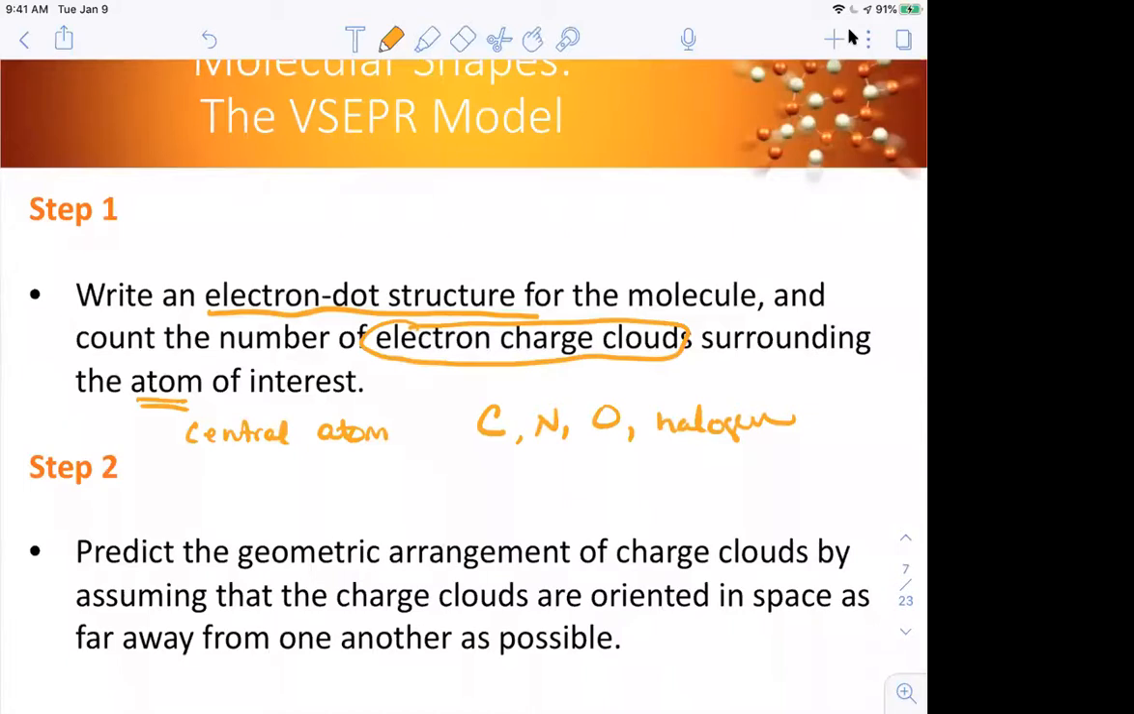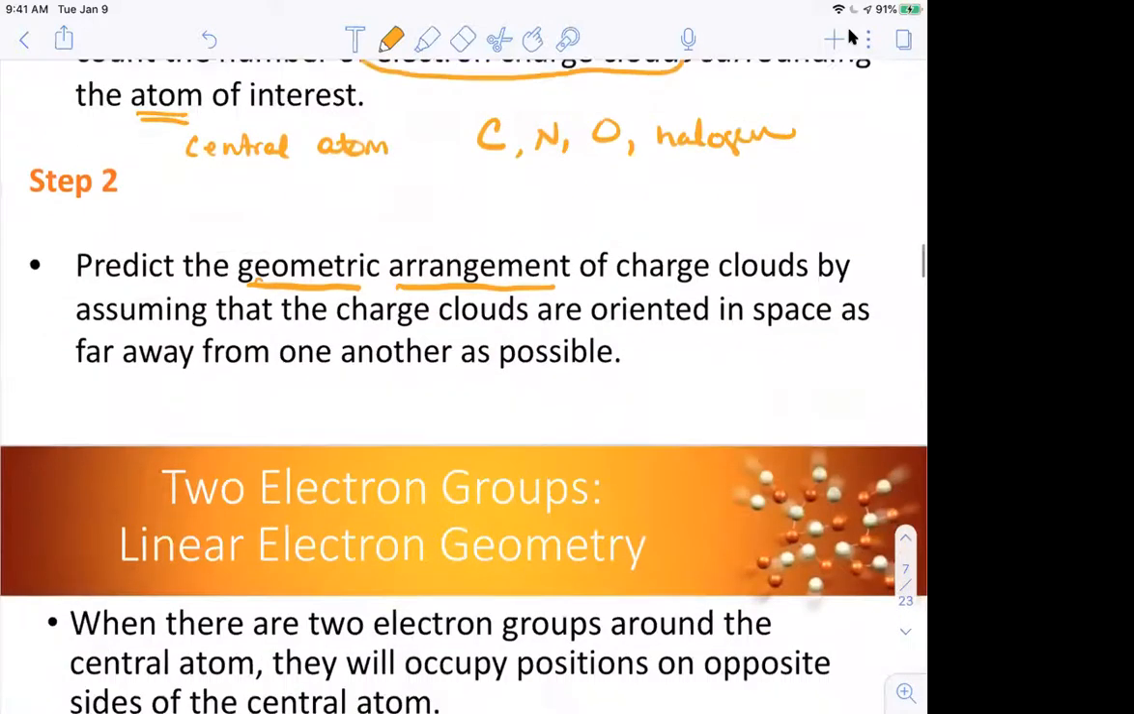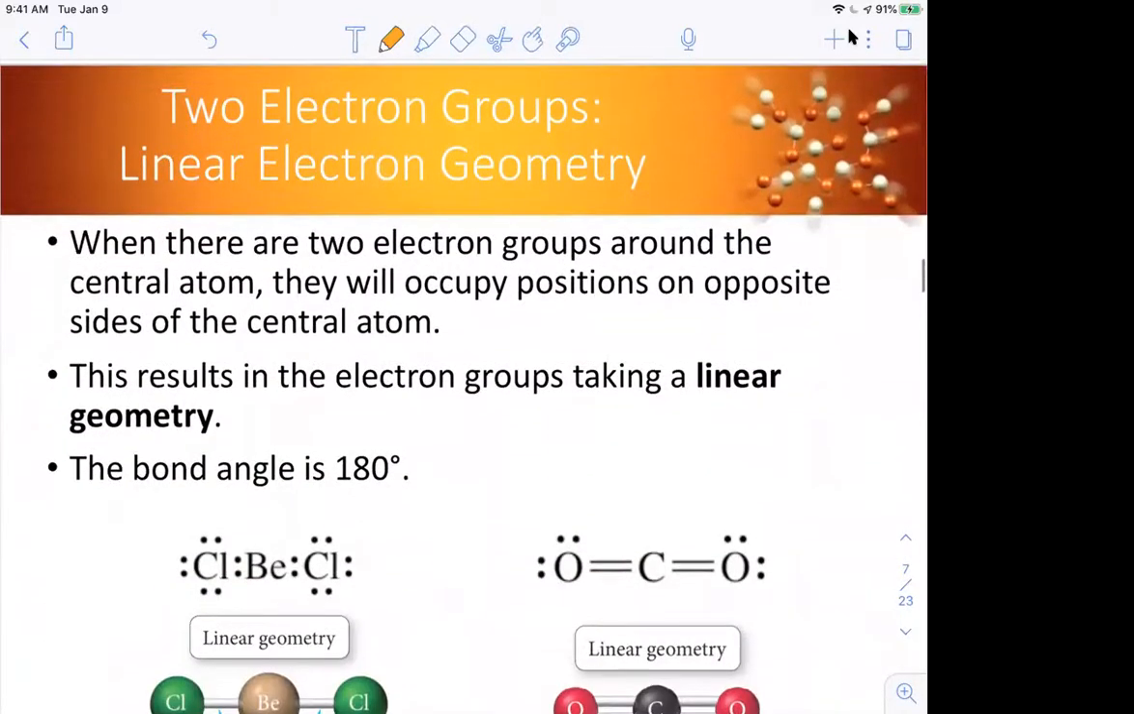Then, once I have the Lewis structure, I'm going to predict the geometric arrangement of those charge clouds by assuming valence shell electron pair repulsion, and that assumes that the charge clouds are going to be oriented in space as far away from one another as possible. So let's look at when there are two electron groups. If I have two electron groups, they're going to naturally try to be as far away from each other as possible, which gives me a linear geometry.